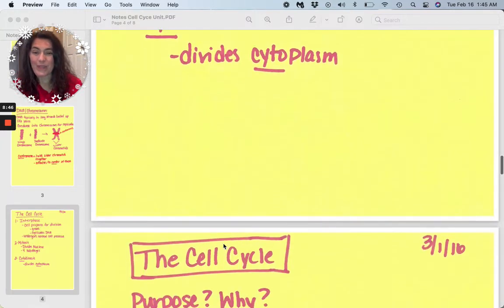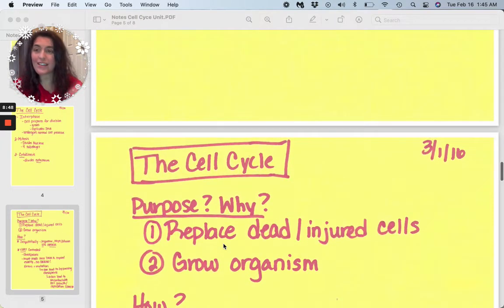Okay, so why do we need to do the cell cycle? The purpose here, we already talked about one, is to replace those dead and injured cells. If you have a little paper cut, you want to replace that injured cell. Or sometimes cells are just going to wear out and die and they're going to need replacing. Like your red blood cells only last about a month, and then they're going to need replacing. So they're constantly replicating and replacing those old, dead, injured, worn out cells.